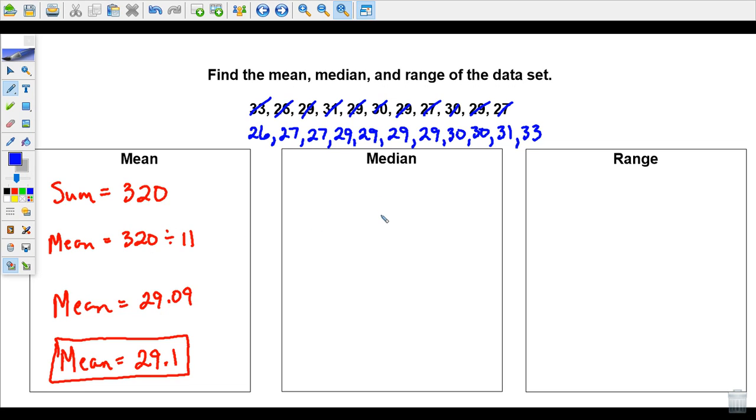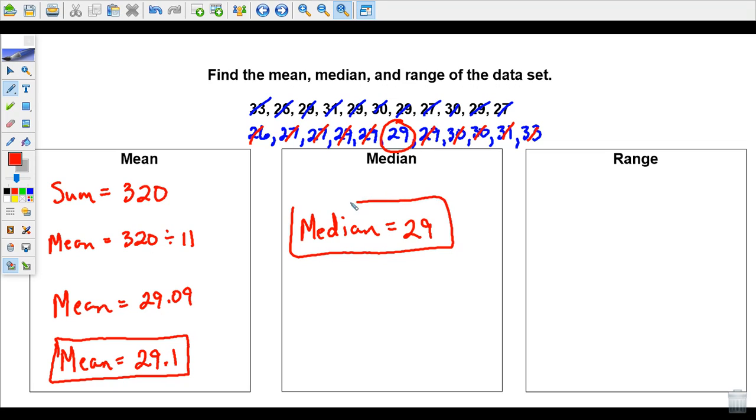So median, remember, is just the middle number. So what I like to do is I start on the outsides and I kind of work my way into the middle. I just cross one off from each side until I get to the middle. So I just keep crossing off. And there we go. Here's the middle number. So the median for this set of data is 29. The middle number in this set of data is 29.